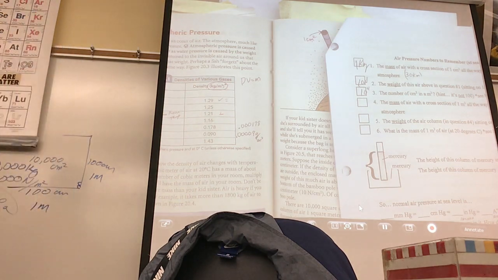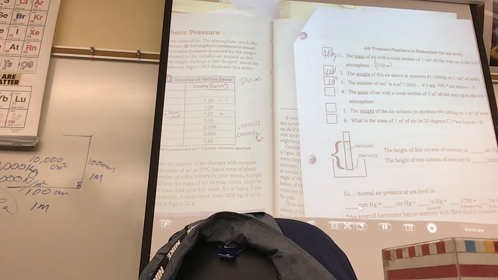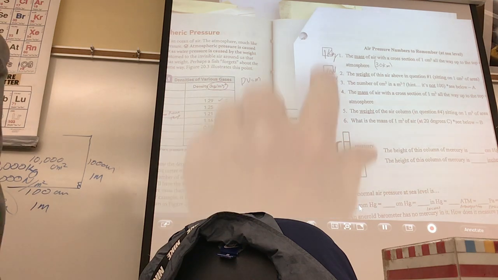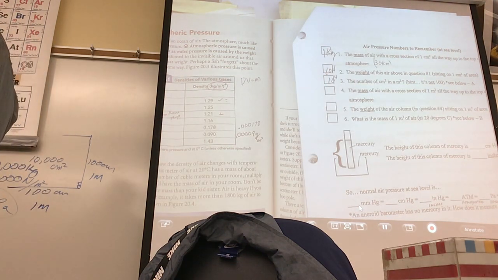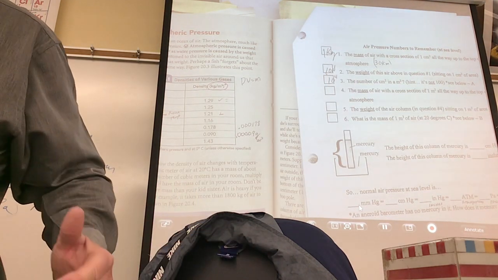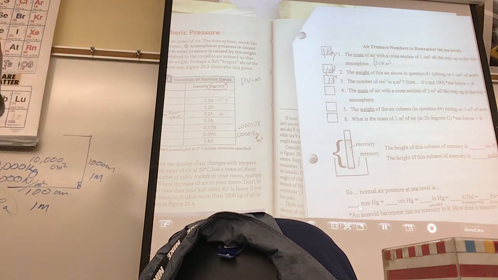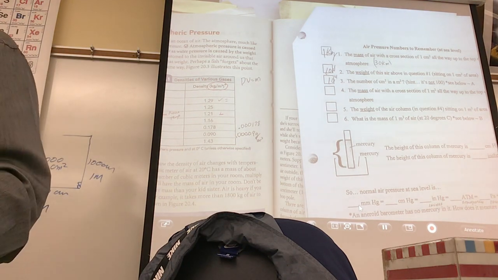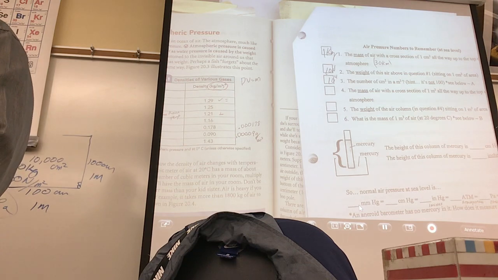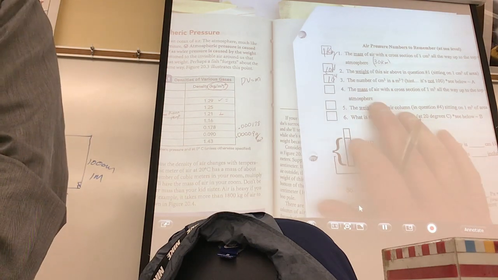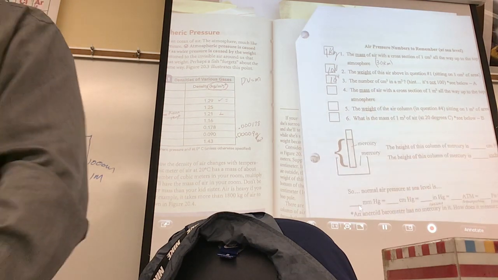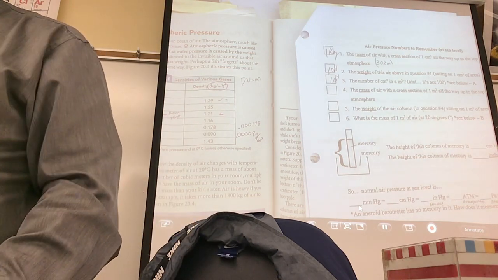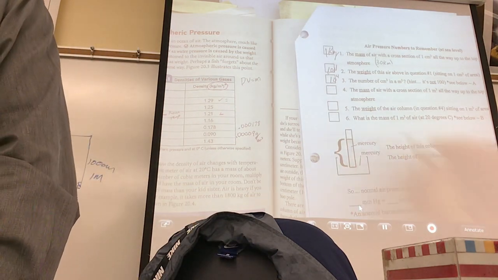Try it again. Let's go. If I had a straw like this with 1 square centimeter of area that went all the way to the top of the sky, that would be 1 kilogram. I want to know not per square centimeter, but per square meter, and there are 10,000 of these. 10,000 of those would fit there. Each of those would be 1 kilogram. So what would be the mass of air sitting on top of 1 square meter of a table? 10,000.